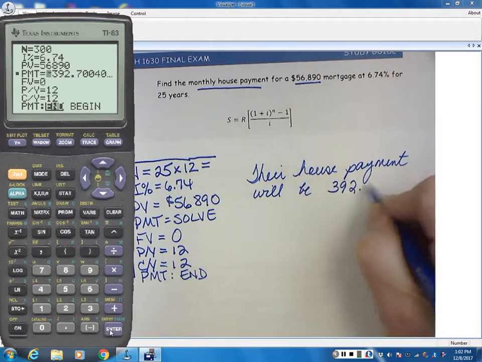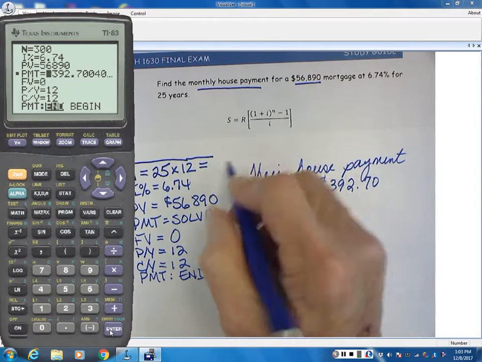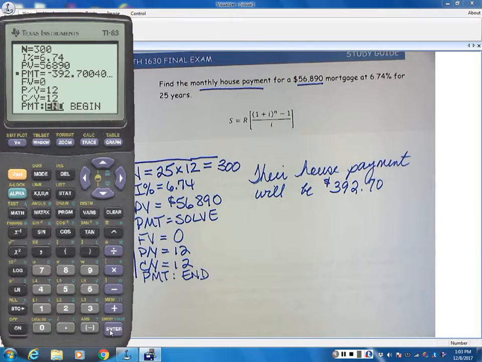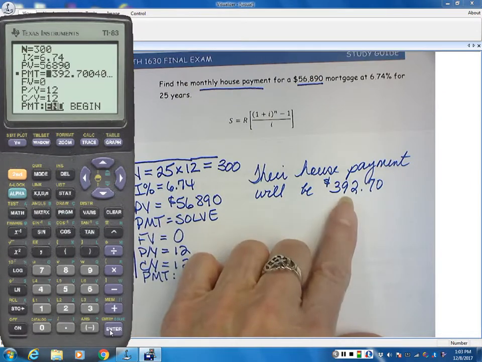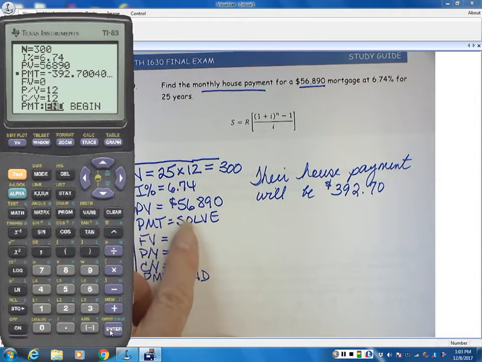Would you times 25 by 12 to get to 300? Yes. Okay? Now, if they wanted to know how much total interest was paid on the house, then you would multiply the payment amount by the 300 payments, and then subtract off the actual amount that they borrowed, and all the rest of it would have been interest. Okay?